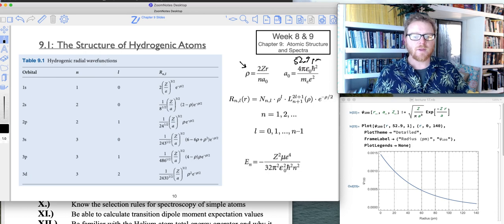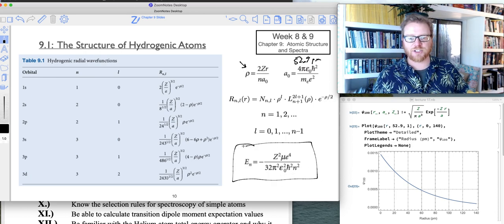This is giving you the full nomenclature of the radial wave function again. And then also the energy solution to the radial wave function is given here. We're going to explore that in more detail. But what's important to note is it's inversely proportional to n squared. So remember that, inversely proportional to n squared. We're going to see that graphically.